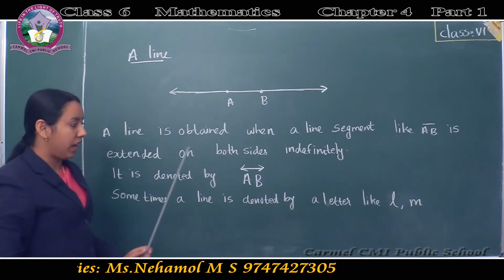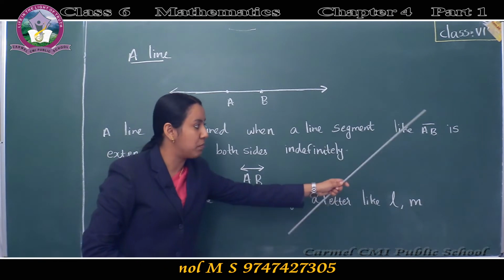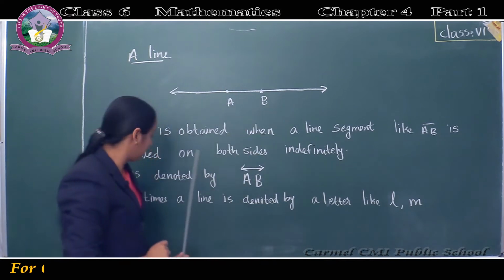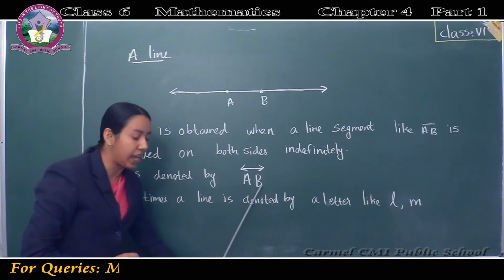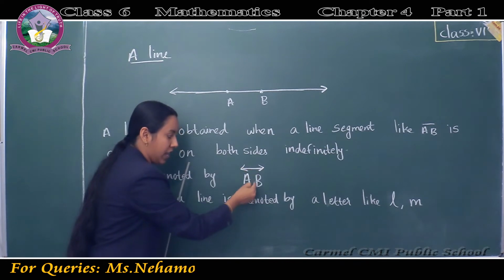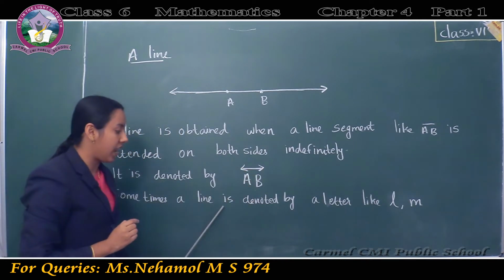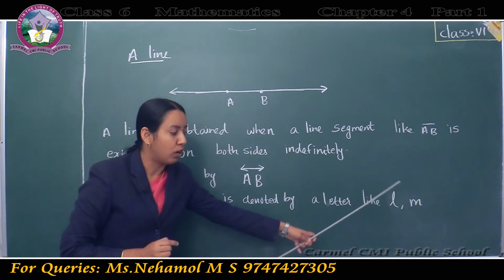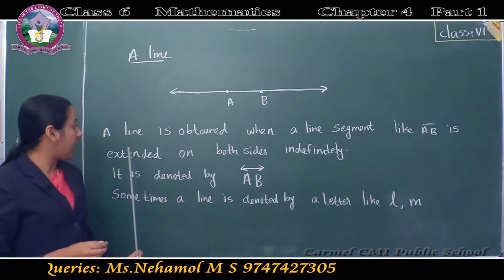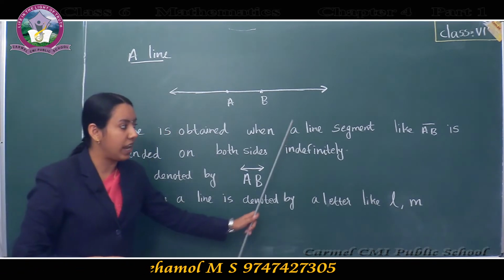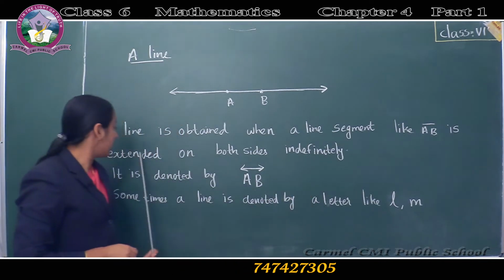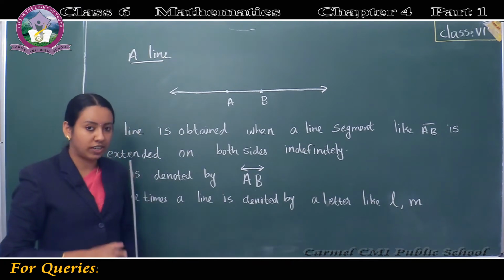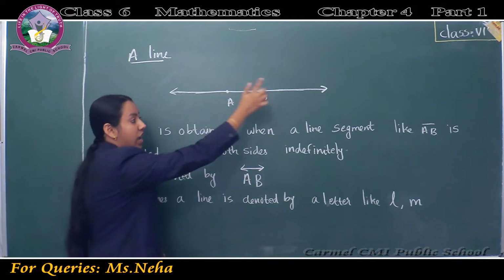A line is obtained when a line segment like AB is extended on both sides indefinitely. It is denoted by line AB. Sometimes a line is denoted by a small letter like l or m. So, what is a line? A line is obtained when a line segment like AB is extended on both sides indefinitely. So, we can say it has no end points.